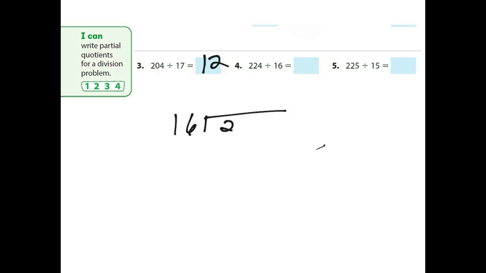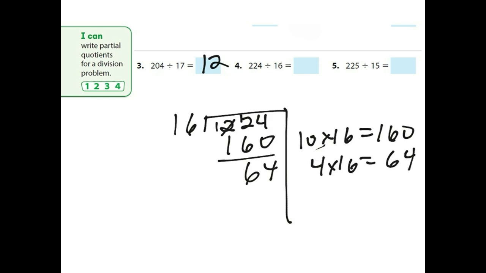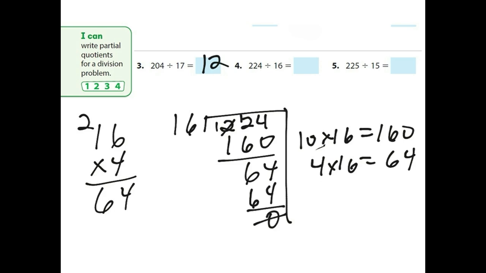Alright, so 16 into 224. Well, we've got 10 times 16, 160. And then, what is it, 4 times 16? Right? 16 times 4, 4 times 6 is 24. Carry that 2, 4 times 1 is 4 plus 2 is 6, so 64. So, 10 plus 4 is 14. Alright? Try number 5 and then we'll go over it.